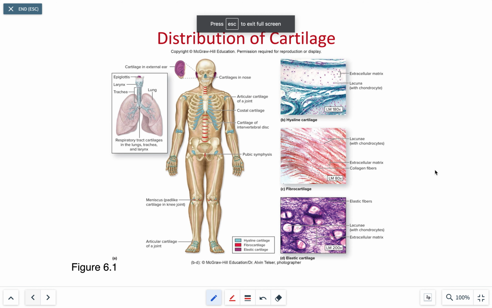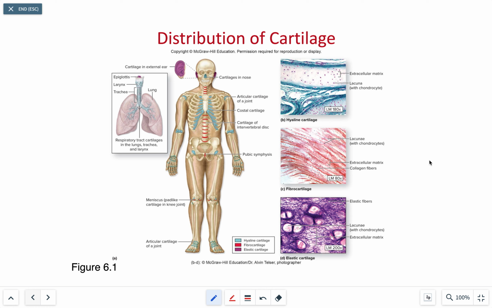Good morning. Today we'll be talking about Chapter 6, the first part in particular. Chapter 6 is going to cover the cartilage and bone connective tissue. The first part that we'll be looking at today is going to be the cartilage connective tissue.